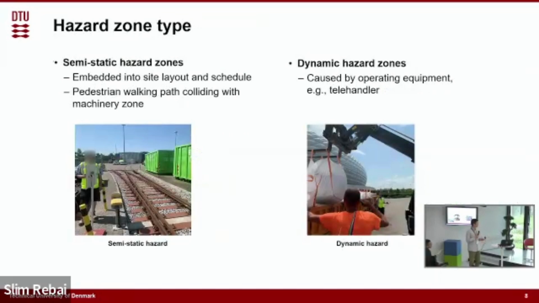And from the observation of the construction site, we recognize two kinds of hazard zones. The first one is semi-static hazard zones, which actually aligns with the detection in the 4D BIM. It's a hazard zone embedded into the site layout and schedule. The image shows an example where a pedestrian walks past, colliding with the machinery zones. The other type is the dynamic hazard zone, which is often caused by operating equipment. In our case, it's the telehandler moving gravel back and forth.